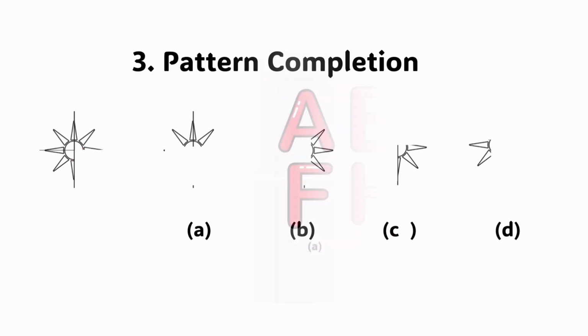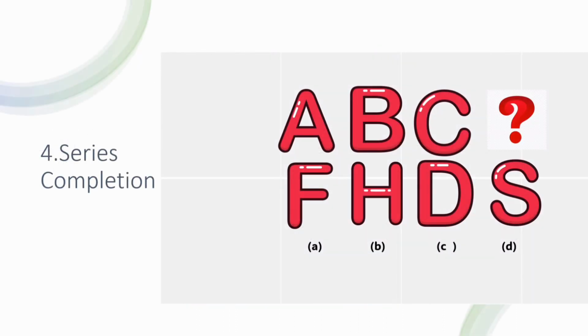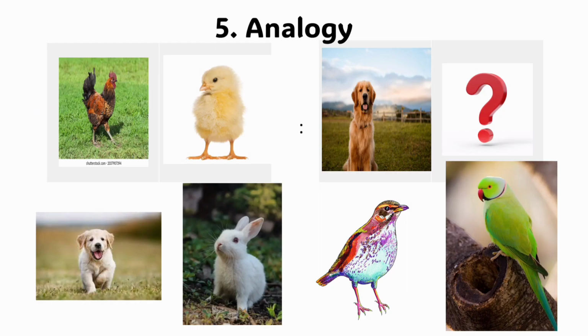And the next is series completion. Here a series is given, that is A, B, C. Is it following any series or not? Yes, it is following the series of alphabets. So what is next after C? If the series is A, B, C, then what will be next? Obviously it will be D, right? So in the series our option is D. So where is D here? In the answers, D is here. So we have to click on D.